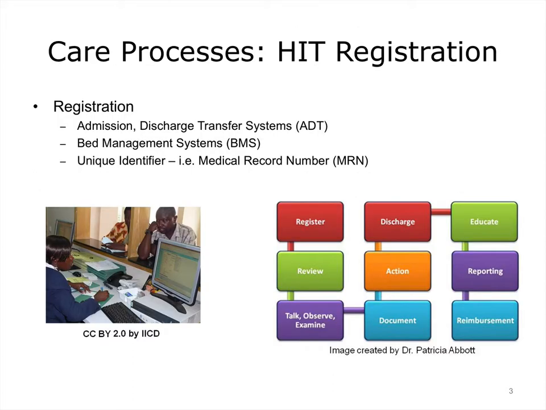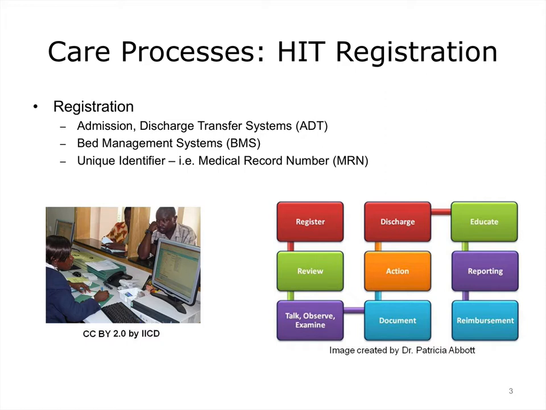The following slides are going to be presented as a general overview and also presented in relation to the processes that we just discussed in the prior slides. The boxes displayed here are the generic representation of a care process that we've already discussed. Let's go back to that first step. What sort of HIT might be used to support the registration process?